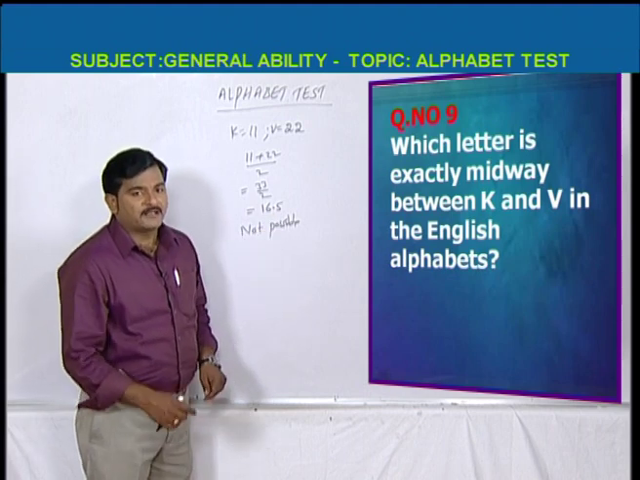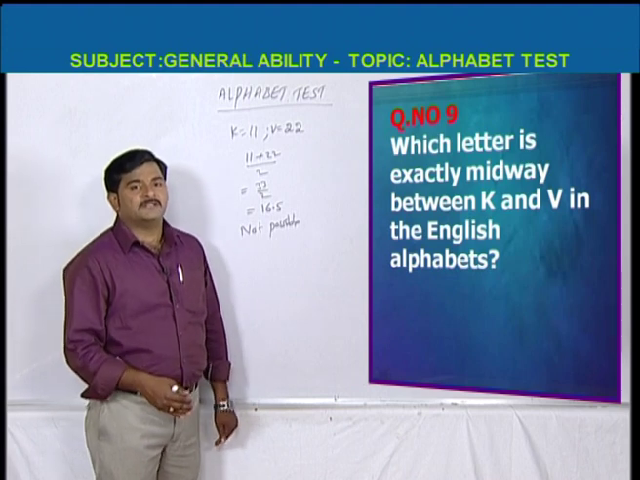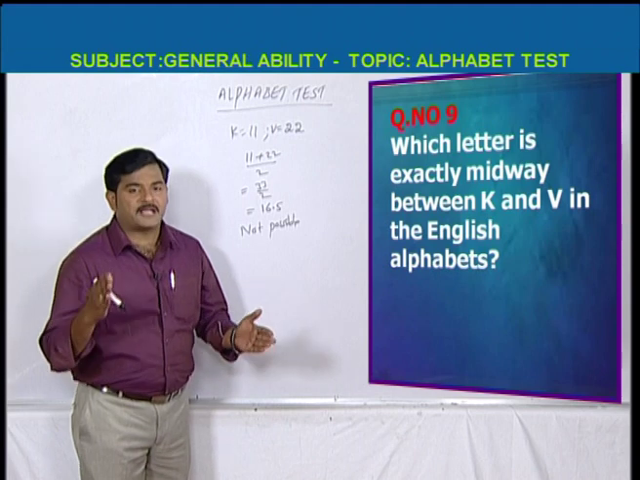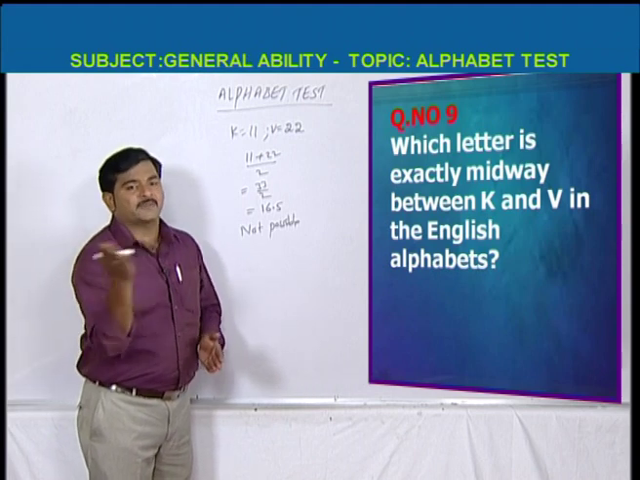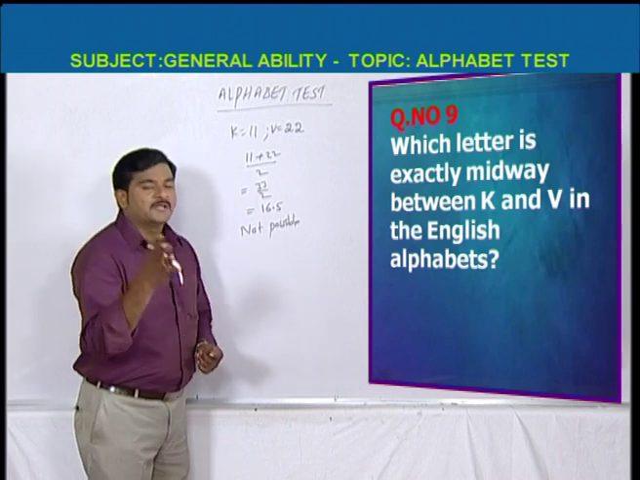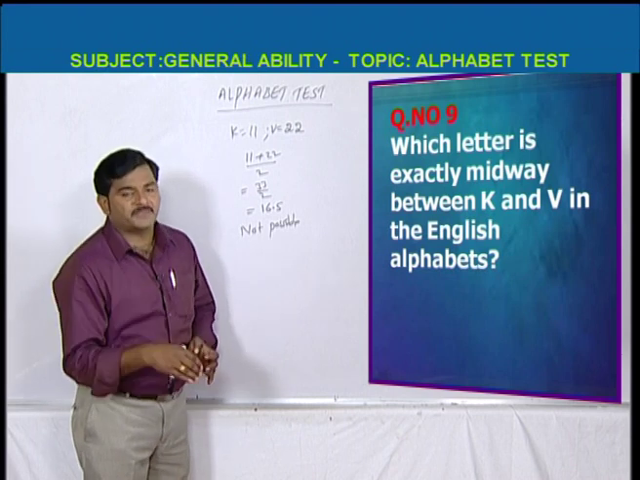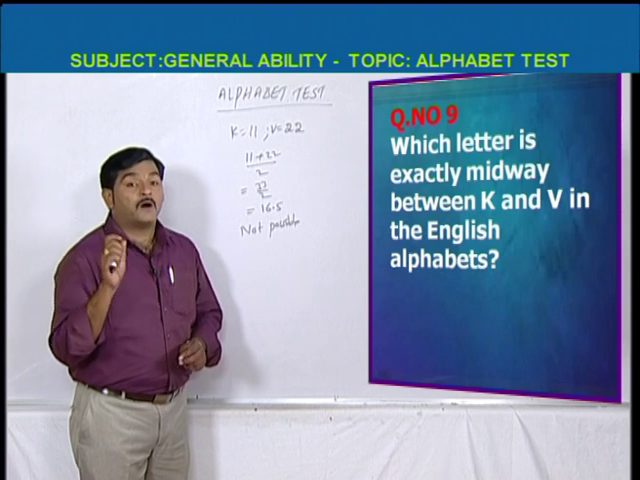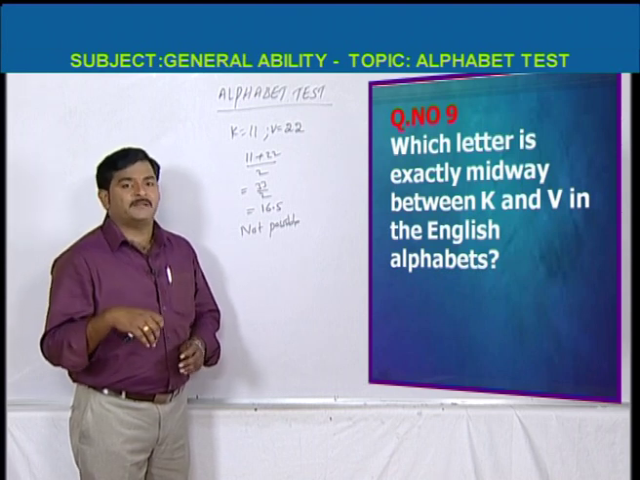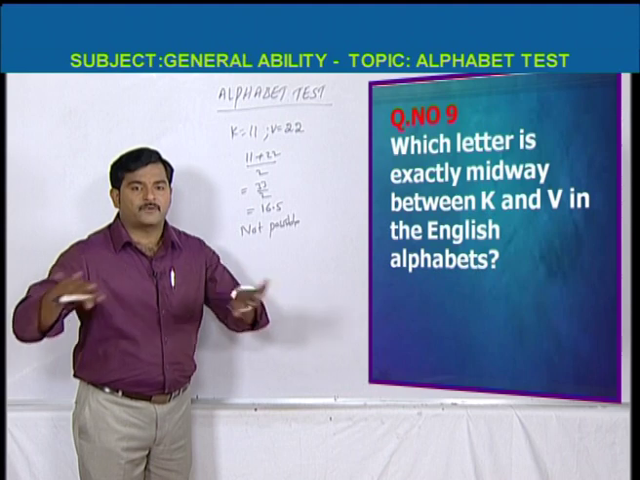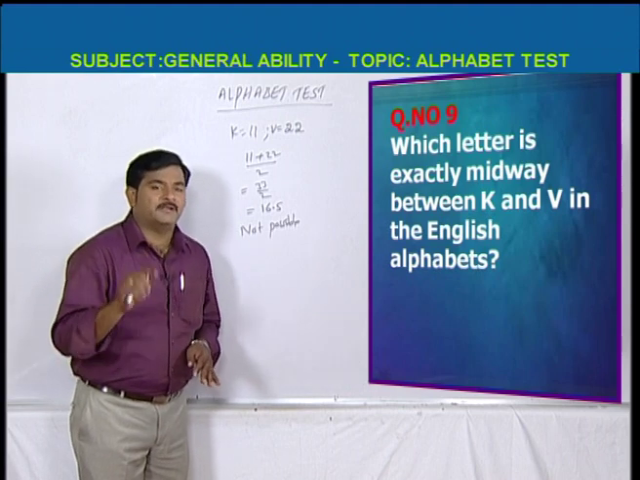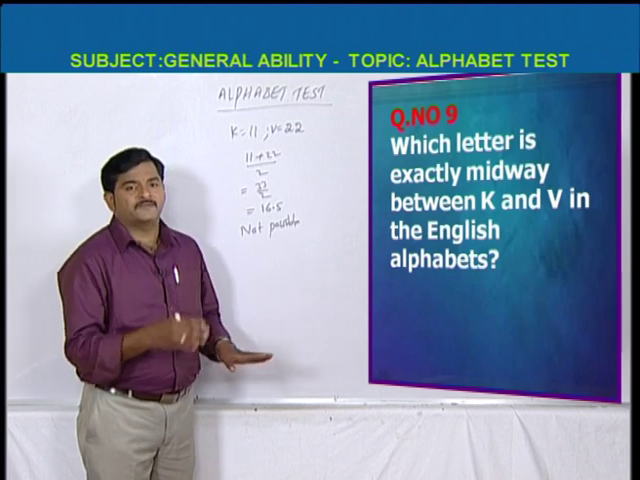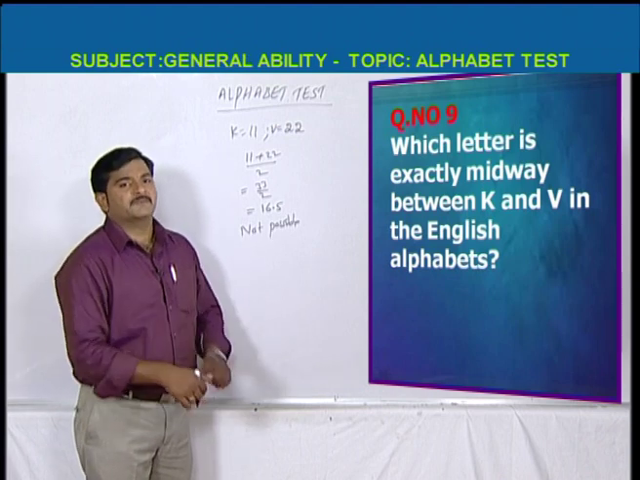So indirectly, the concept involved here is this: in between K and V, if I count all the letters, obviously you will get an even number. Since I am getting an even number, no letter will be exactly in between the given letters. If I get an odd number, then I can eliminate the same quantity of letters from both sides, and the remaining letter will be exactly in the middle. So for this question, not possible or none of these, etc. It depends on the given options.